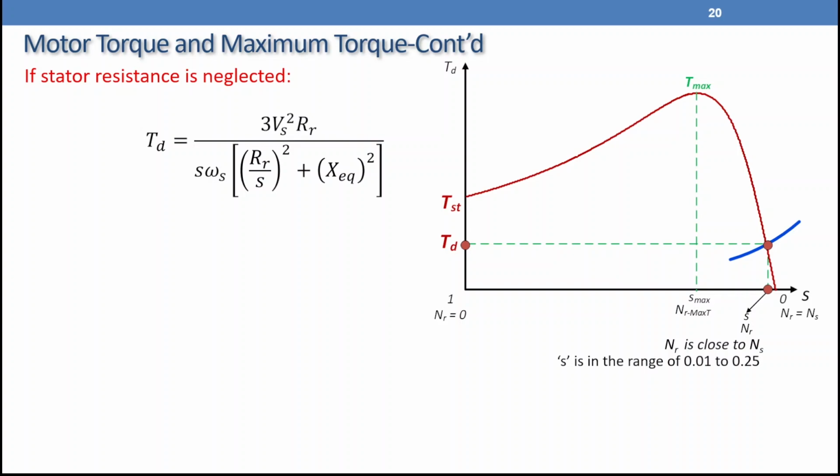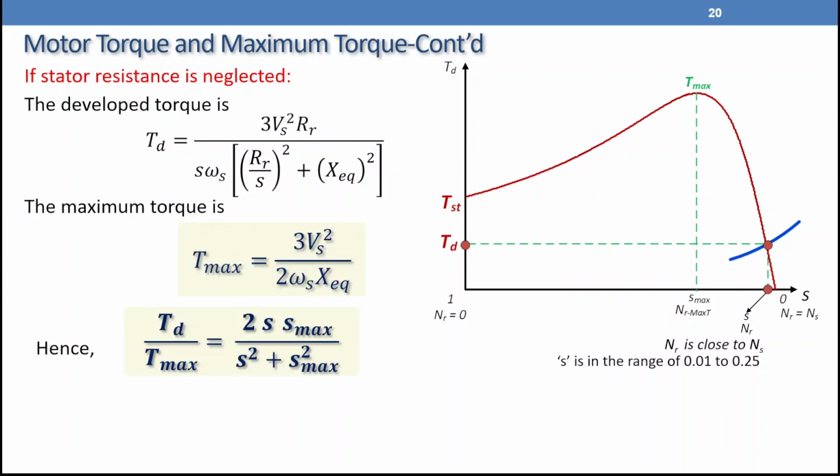Let us continue with this assumption that the stator resistance is neglected, which is a valid assumption in some cases. So torque developed will be 3V phase square R rotor over S, over omega S times (R rotor over S) square plus X equivalent square. But from the previous slide, the maximum torque is 3V phase square over 2 omega S X equivalent. So we can find the relation between the torque of the machine at any point and the maximum torque. So torque developed over torque maximum equals 2 S S maximum over S square plus S maximum square. And this expression is valid only if the stator resistance is neglected.